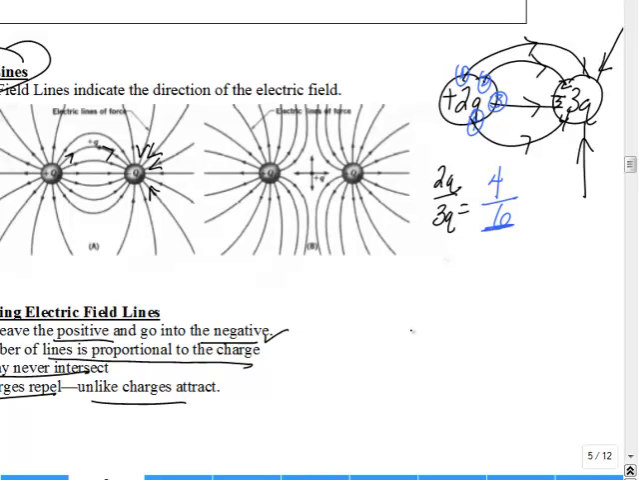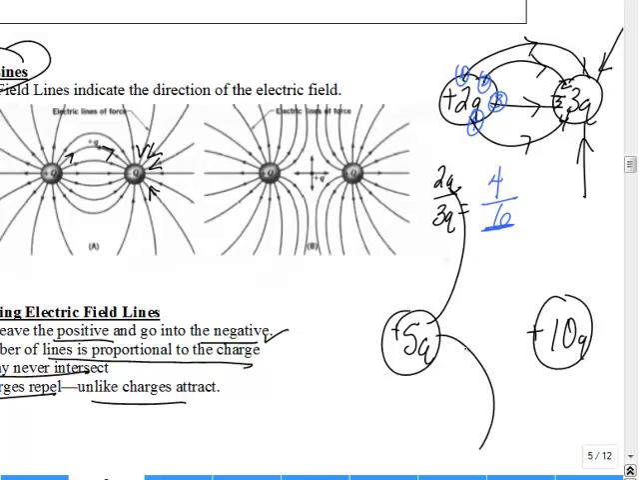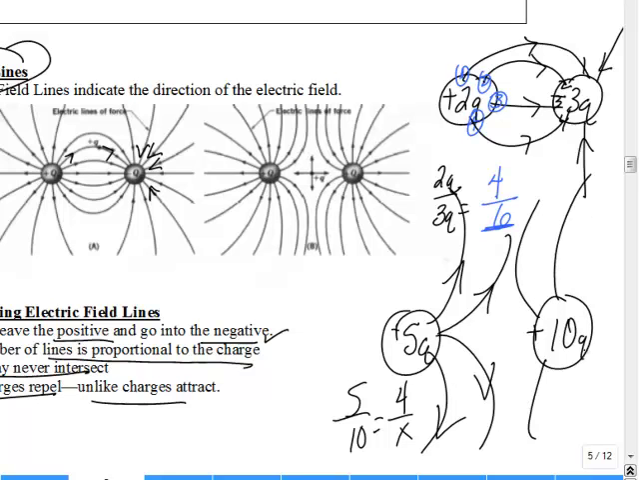One more example that I want to show you. If I have a positive 5Q and a positive 10Q here, again, 1, 2, 3, 4. I'm going to draw 4 lines just because I want to draw 4. Positive means they're leaving the positive. So in order to make this work, hopefully you can see that 5 over 10 has to equal 4 over x. What do I need to put there? Hopefully you see it's 8. 1, 2, 3, 4, 5, 6, 7, 8. And again, they will leave that positive charge.